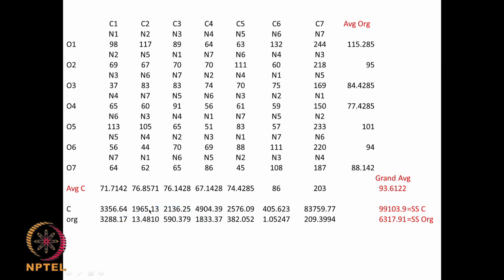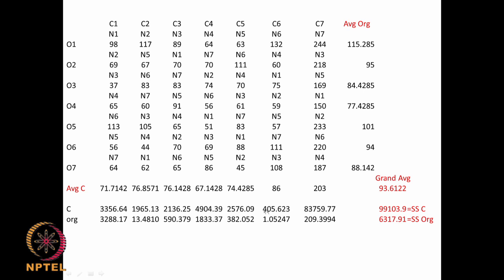Okay. So, next item 7 into 76.85 minus 93.6 square. This item 7 into 76.1 minus 93.6 square and so on. This item 7 into 86 minus 93.6 square. Okay. And this item 93 minus 203 square 7.